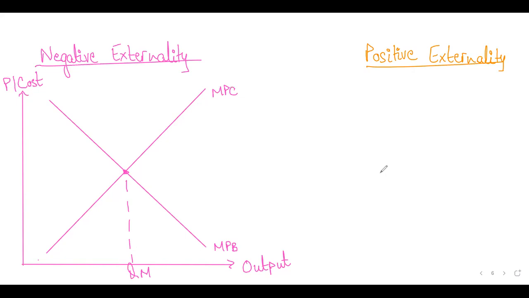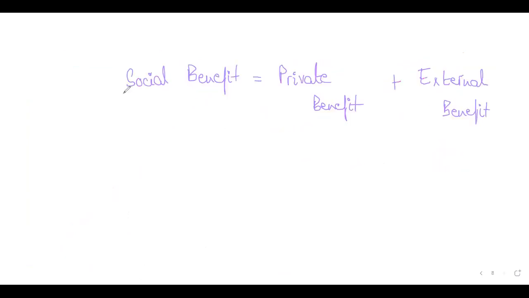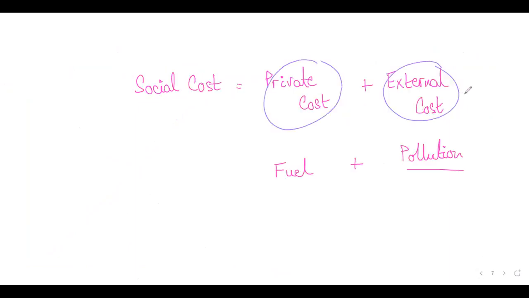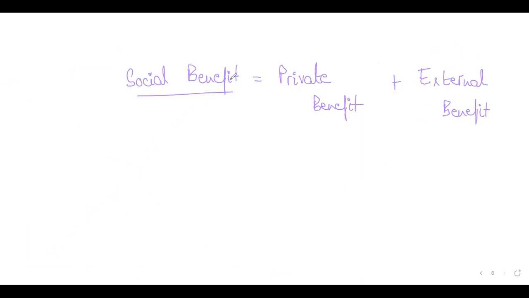Okay. Now, listen to me carefully. The idea is that the social benefit to the society is less. Why is social benefit less than private benefit? Why? Because there is some pollution being generated. There is some pollution that my car creates. That's why the social benefit of using a car is less compared to private benefit.